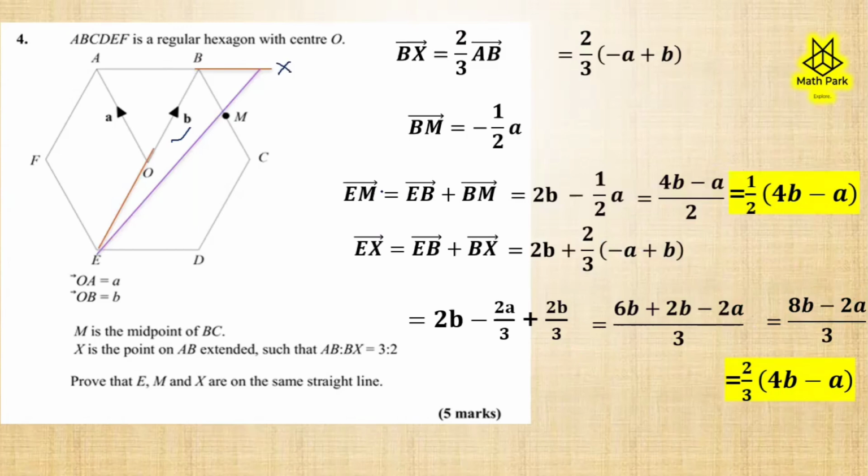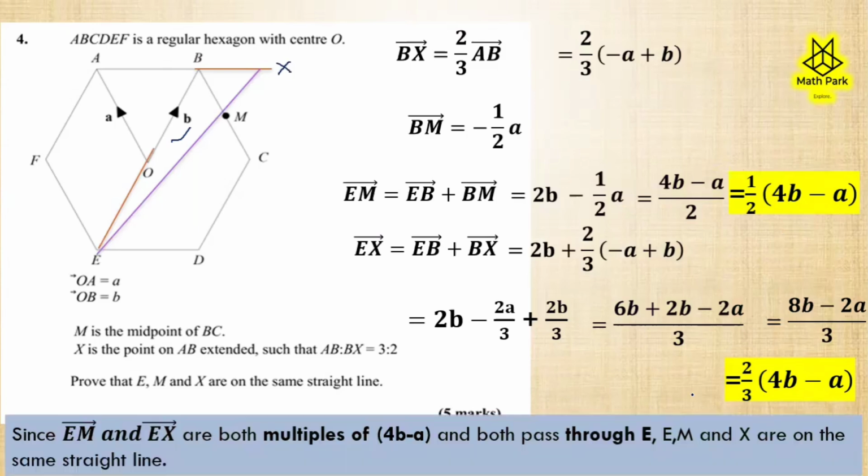So you can see that EM and EX both are multiples of 4B minus A. So if they are multiples of the same number 4B minus A, these points E, M and X are going to be collinear. So since EM and EX are both multiples of 4B minus A and both pass through E, EMX are on the same straight line. So key concepts, remember that if the points are collinear, you will get both of the multiples of some common number. So here it is 4B minus A. Got it?